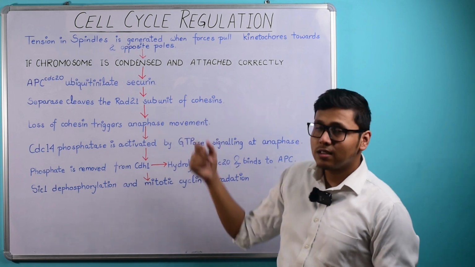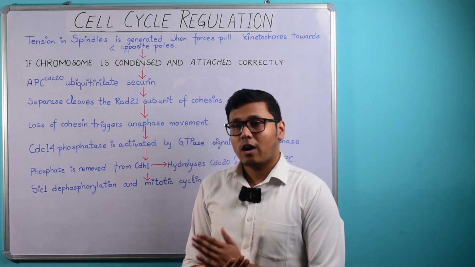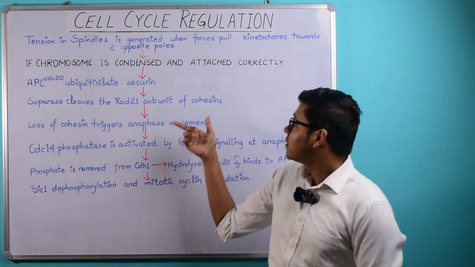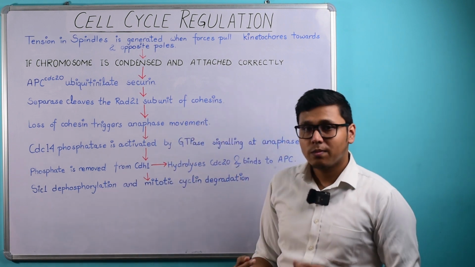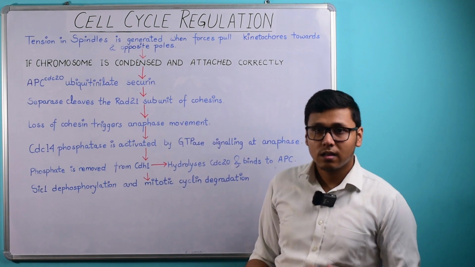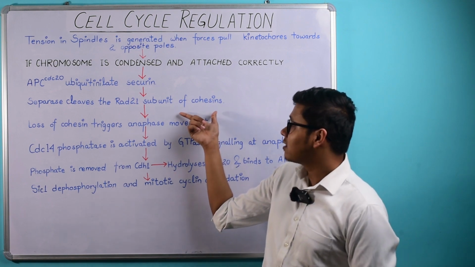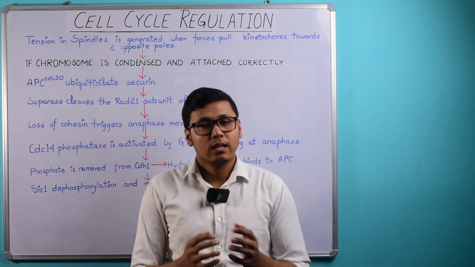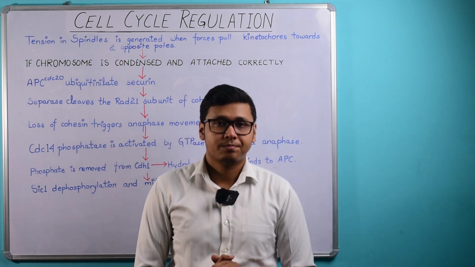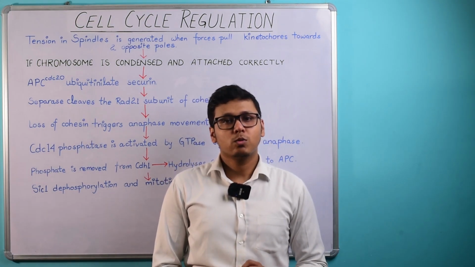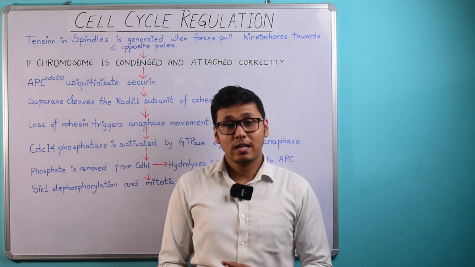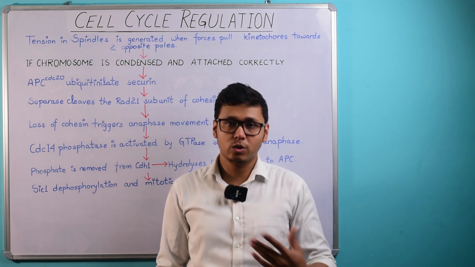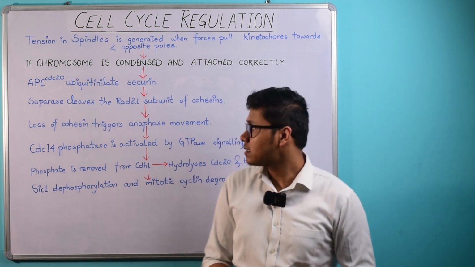So now the cohesin is removed, and all the studies done so far prove that the anaphase movement is possible only if the cohesins are removed. So once the cohesins are lost, the anaphase movement is triggered and the chromosomes move apart. Now once the chromosomes have moved apart, the cell would want to exit the mitotic phase and enter the new cell cycle. So how does that happen?